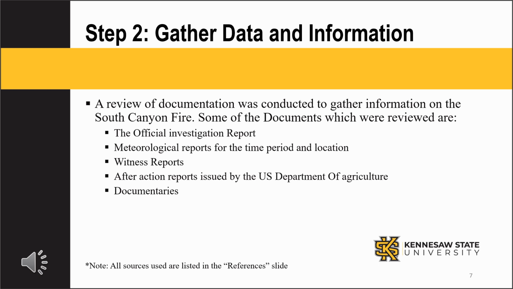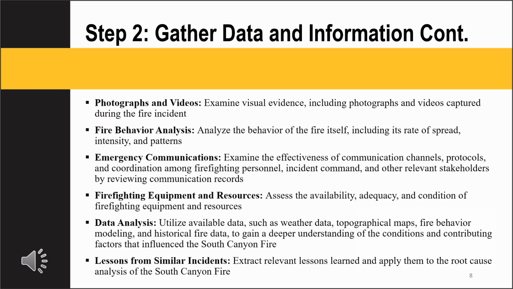The documents which were reviewed for gathering information on the South Canyon Fire are the official investigation report, meteorological reports, witness reports, after action reports issued by the US Department of Agriculture, and documentaries. The other data reviewed are photographs and videos captured during the fire incident, which can be used as visual evidence. The next one is fire behavior analysis, which is used for analyzing the behavior of the fire itself, including its rate of spread, intensity, and patterns.